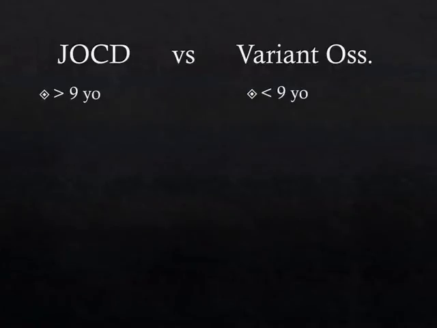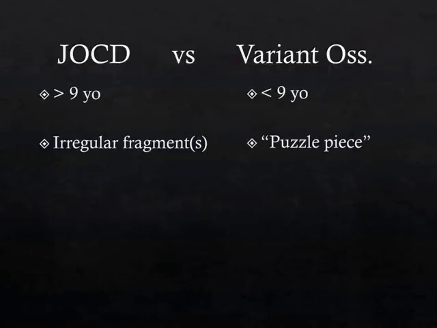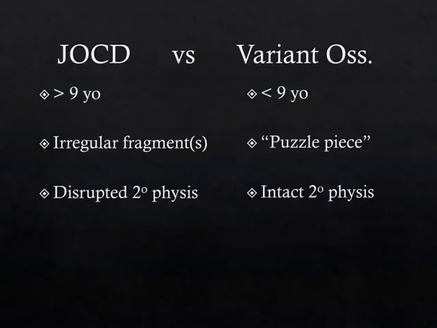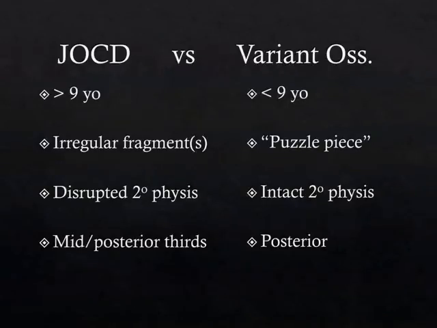So JOCDs tend to occur in older kids, 10 to 14 years old. Variant ossification is often seen in children under 9 years old. With JOCD, you'll either see no fragments or very irregular fragments. In variant ossification, it looks like a puzzle piece. The ossification center will kind of fit into the hole in the epiphysis. If you're lucky enough to see the secondary physis in JOCDs, it is disrupted, whereas in variant ossification, the secondary physis is intact overlying it.